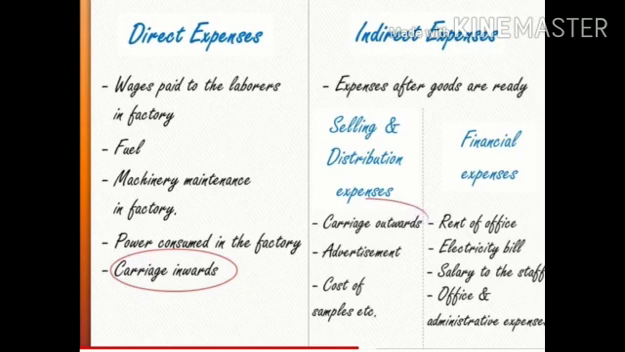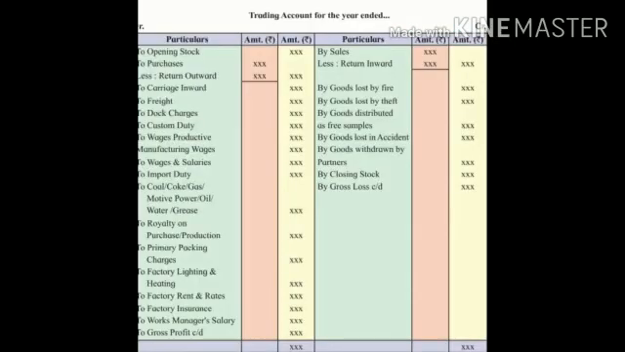See, in the trading account there is a constant format. We have to write 2 or 3 items constantly at the top whenever we prepare the trading account. We have to start the trading account by writing opening stock on the debit side, then purchases less return, and on the credit side sales less return. After that we have to record carriage inward, freight, dock charges, custom duty. These are all the expenses incurred for purchasing raw material.